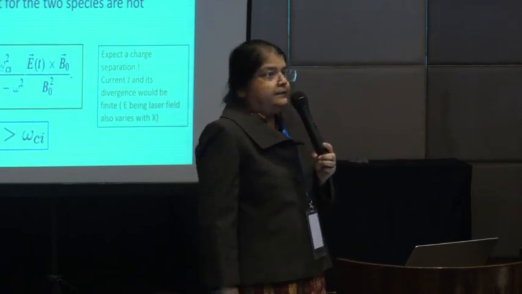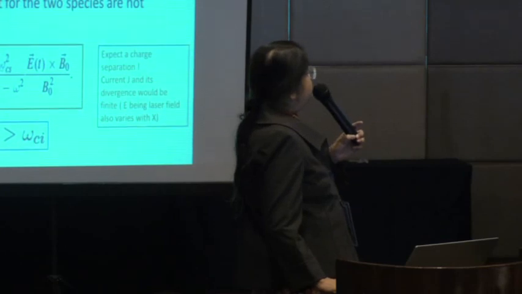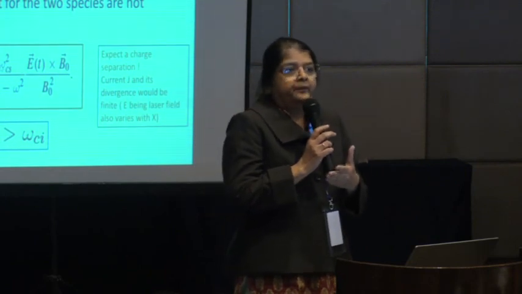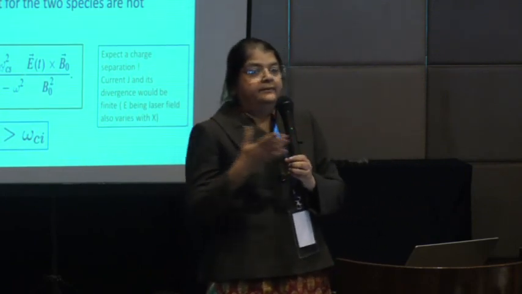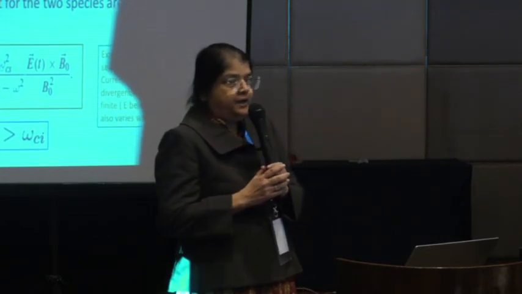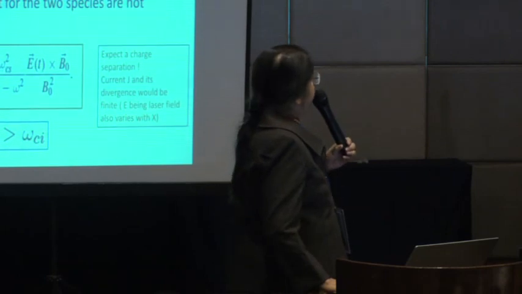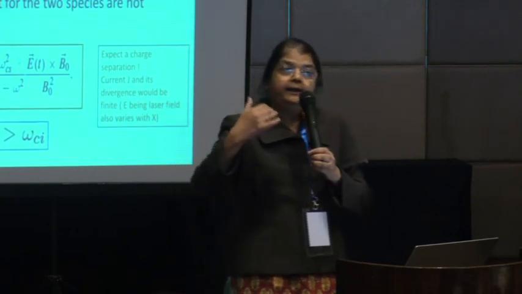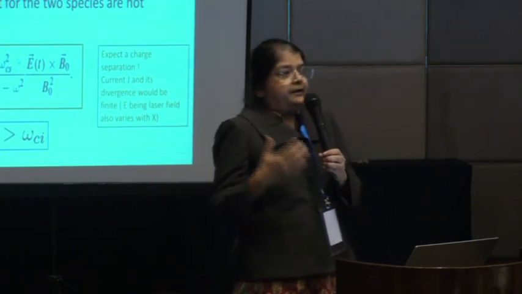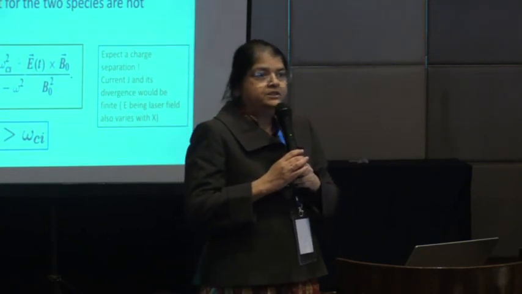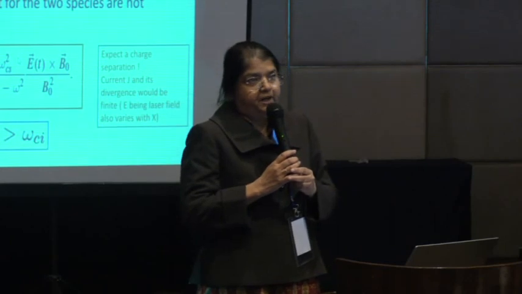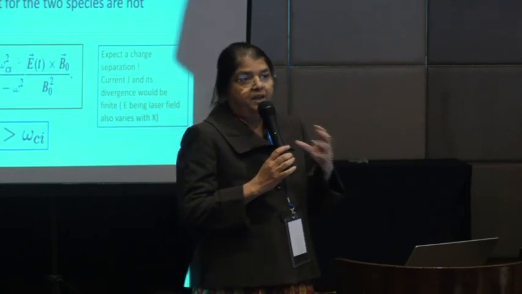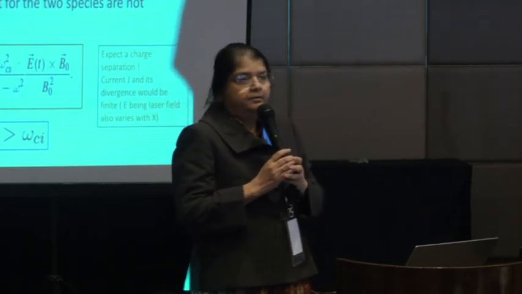The second point is that in the case of a laser, E is not merely a function of time, it is also a function of space, and that variation is along the direction of E cross B. So the disparity between the drifts of ions and electrons generates a current, and there is a finite divergence of that current. The divergence of this current would generate charge density fluctuations and an electrostatic field component in the plasma, and this is another way in which one expects that energy can be transferred to the plasma.